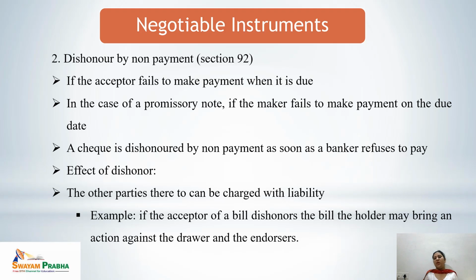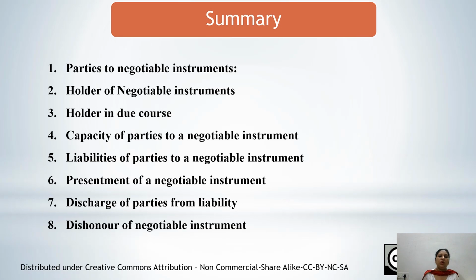The banker may refuse to pay due to lack of funds, due to a notice not to pay, due to some other instructions, or due to their own negligence. So the reason may be any, but any kind of refusal from the banker's side would make a check dishonored. And what would be the effect of dishonor? The other parties can be charged with the liability. For example, if the acceptor of a bill dishonors the bill, the holder may bring an action against the drawer and the endorsers. So this is about dishonor by non-payment.